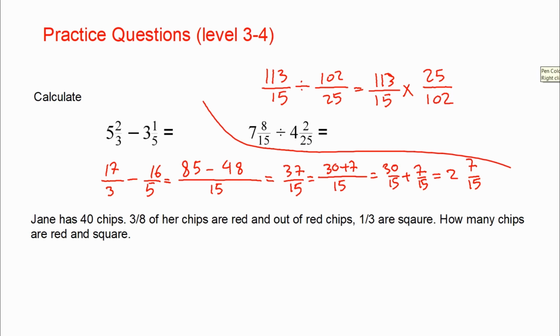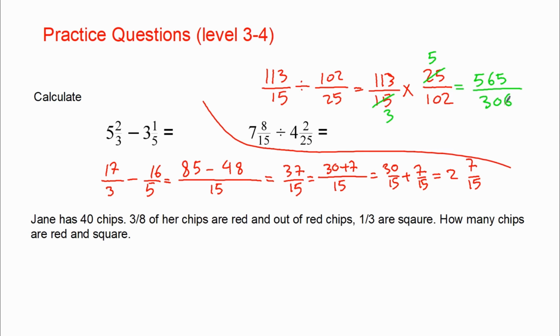Again, simplify as much as you can before you multiply. This divided by 5 is 3, this divided by 5 is 5. And I don't think that we can simplify this anymore. So I'm going to multiply this in here. So this would be 565 divided by 306.